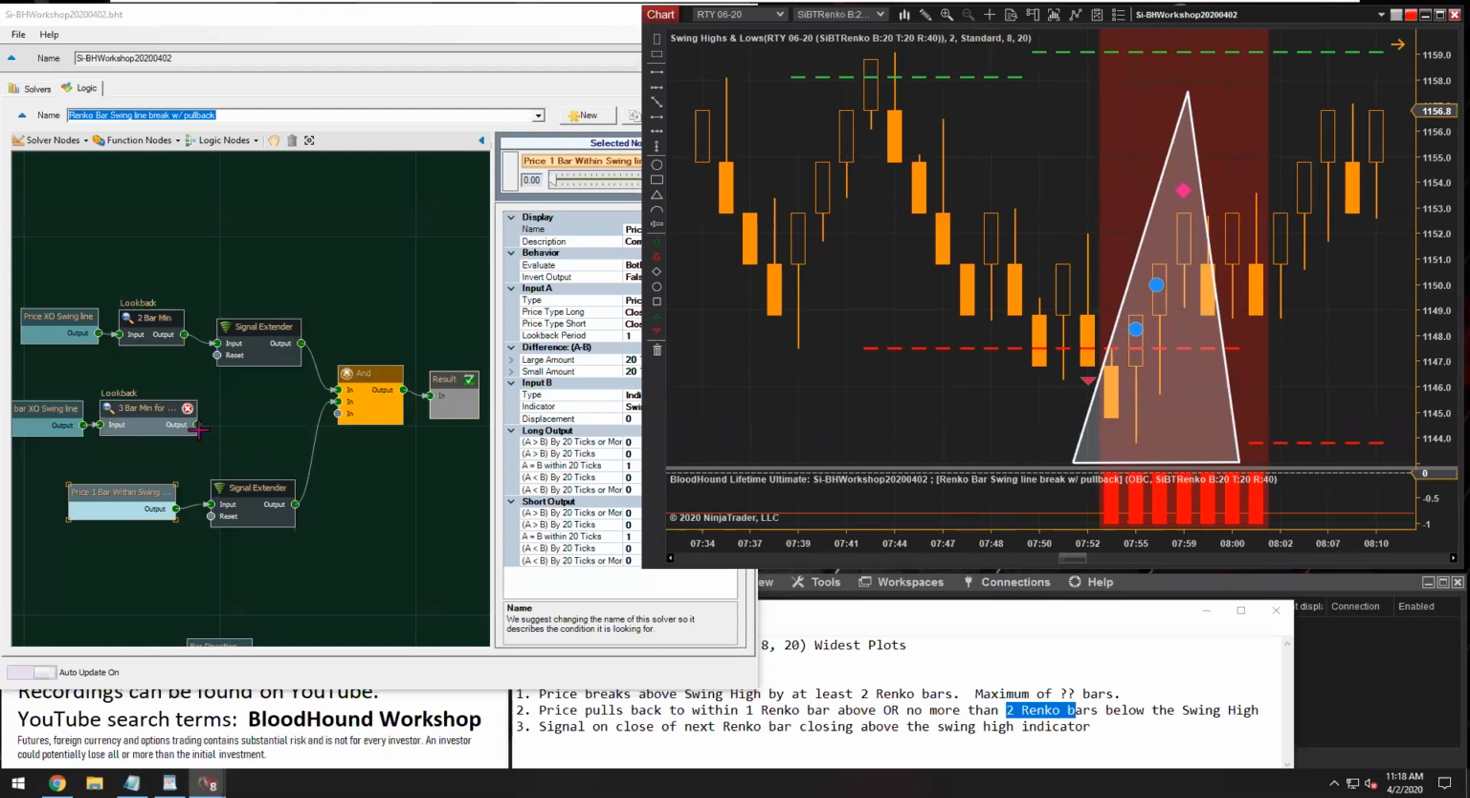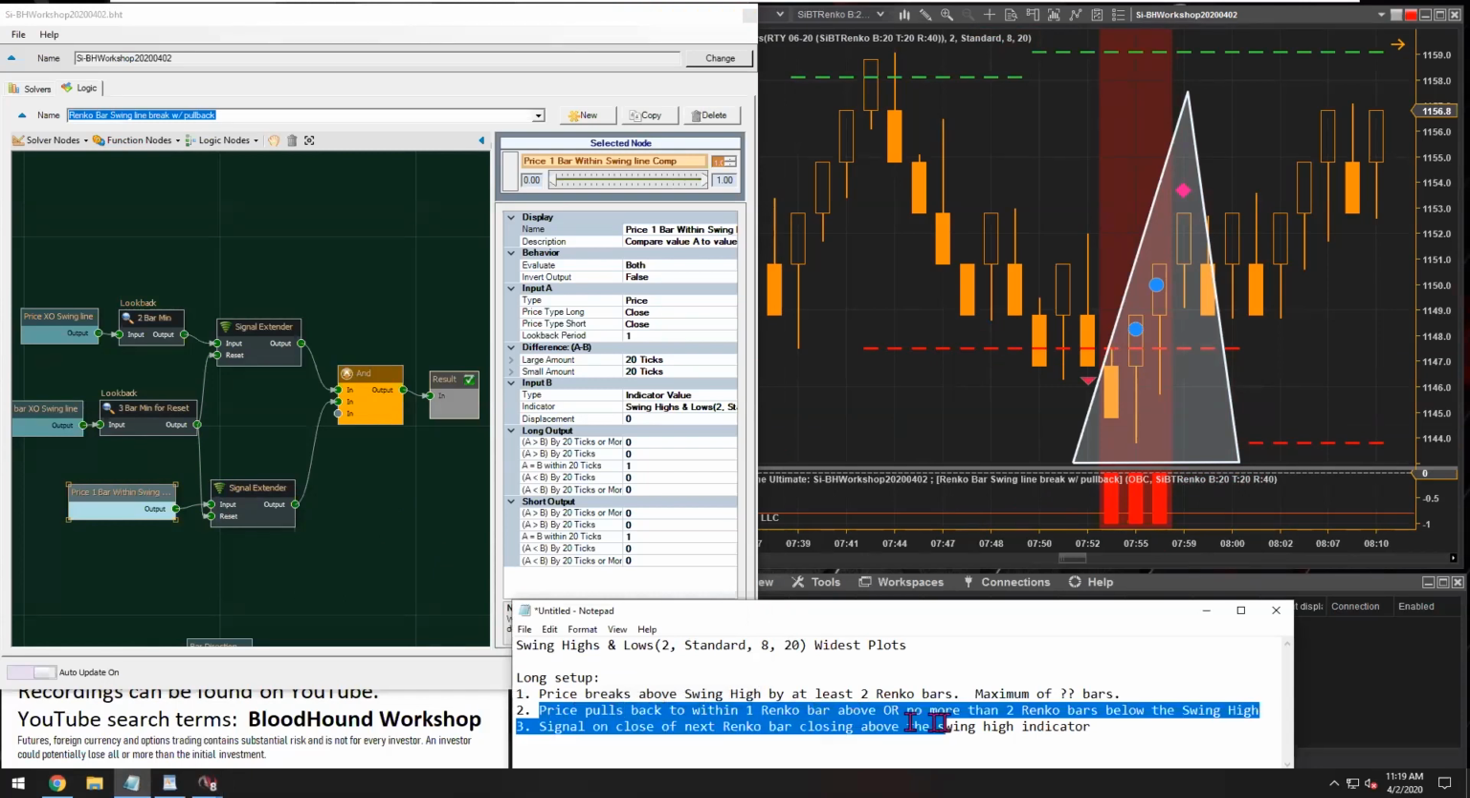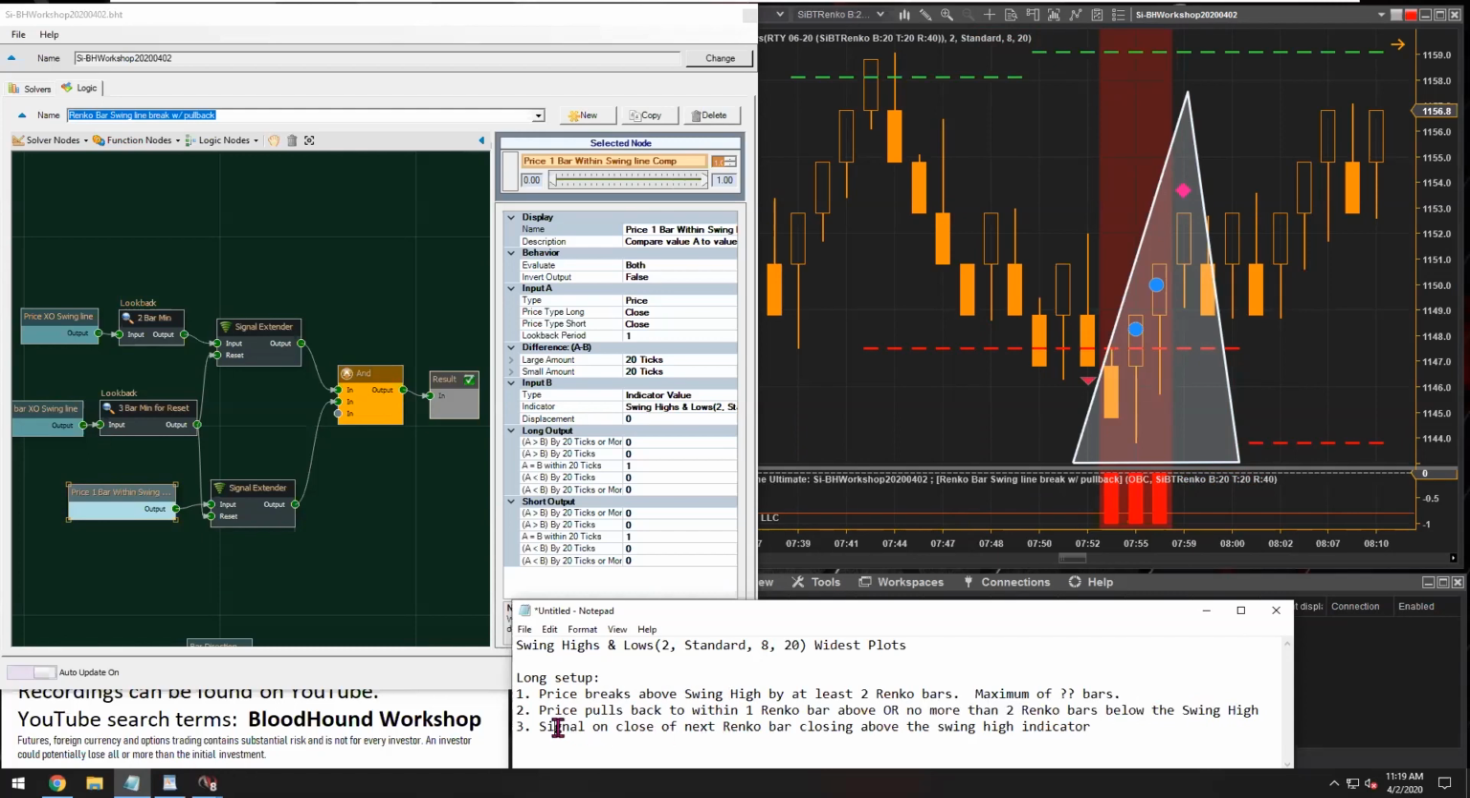So let's connect our reset signals back in, like so. There. Now we actually have rule 2 completed here. We got the second half of rule 2, making sure that there are no more than 2 bars on that pullback. So now we can finish this off by generating the signal on the next Renko bar, right? Basically crossing above or crossing below the swing high. So basically that's the reversal bar.